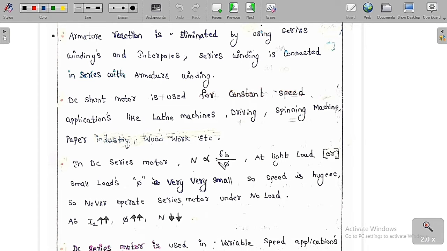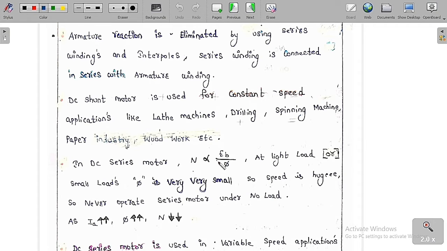So simply we can say that in a DC series motor at no load condition, the amount of current drawn IA is very less. So IA into RA is also very less. So therefore EB is nearly equal to supply voltage, whereas flux is very less because the armature current is very less. So EB by phi, its ratio is very high. So therefore we are going to get a huge amount of speed.